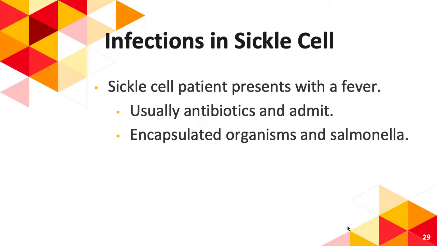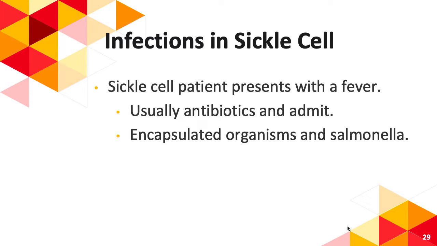Sometimes sickle cell patients have had their spleens removed, or sometimes if they haven't had their spleen removed, their spleen just doesn't work because it's been infarcted over time by sickle cell. Sickle cells blocking off the spleen, leading to successive infarctions, and they don't have a functioning spleen. So they're at risk for encapsulated organisms as a result of that.